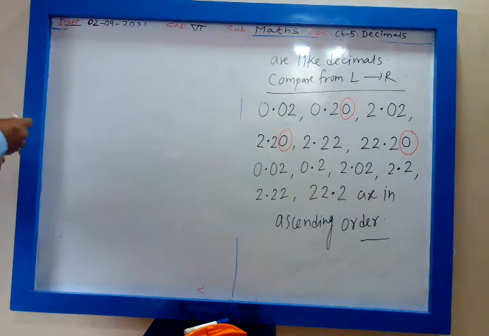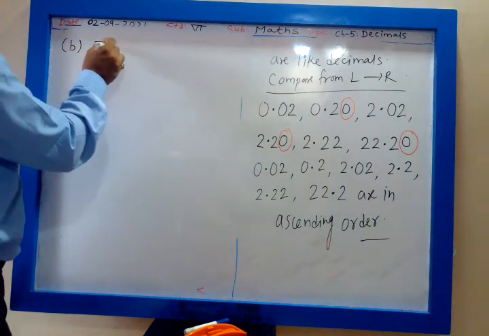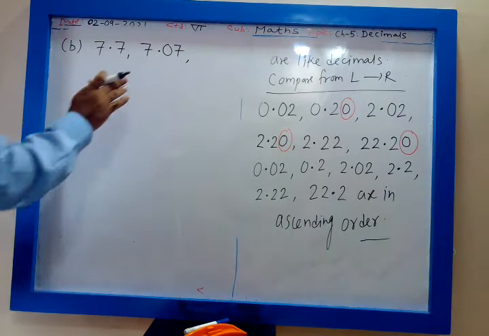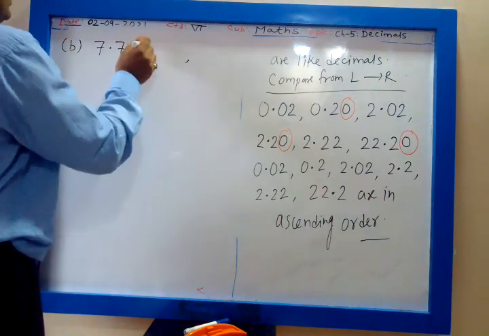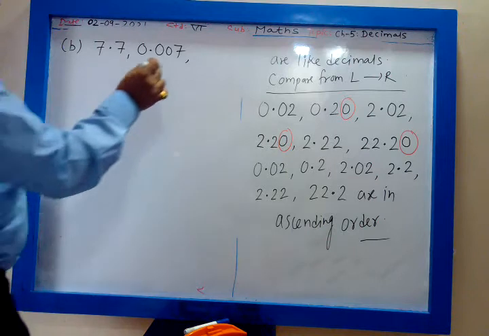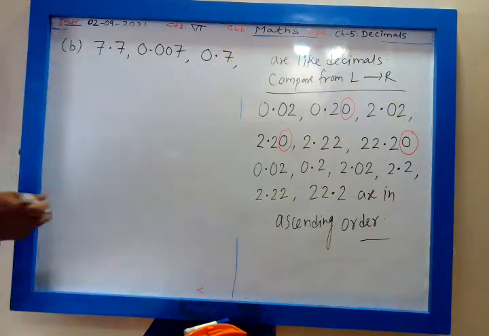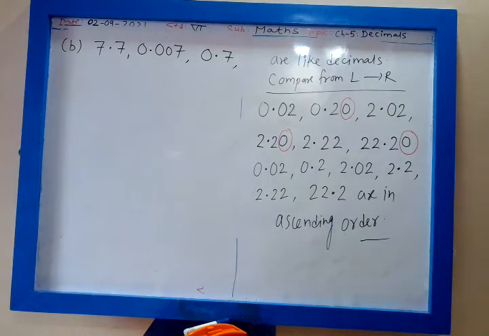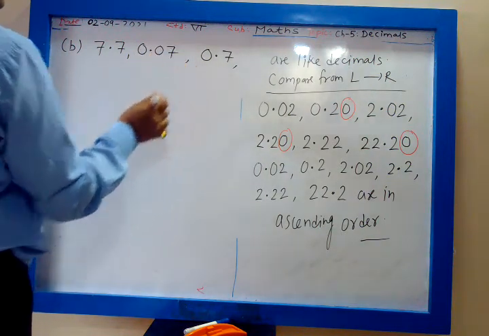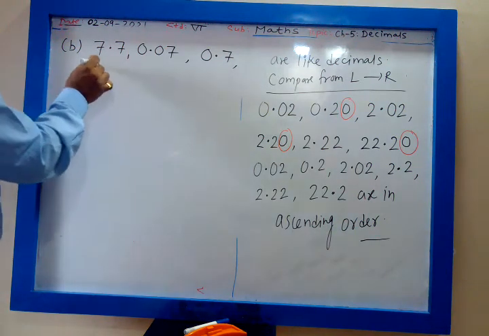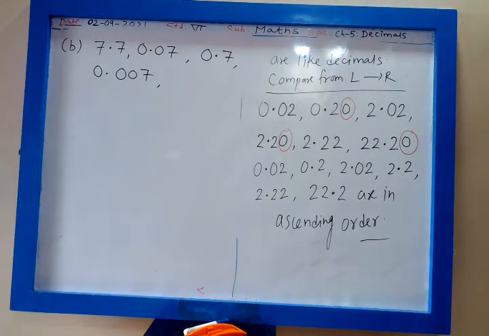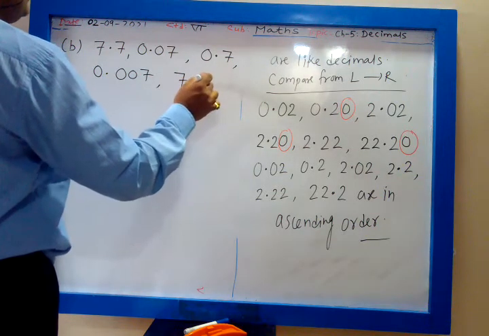7.7, 0.007, 0.7, then the second one is 0.07, then the fourth is 0.007, then 7.77. Five numbers are there.